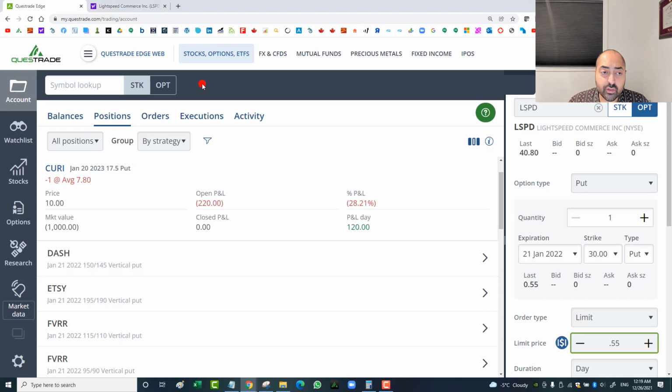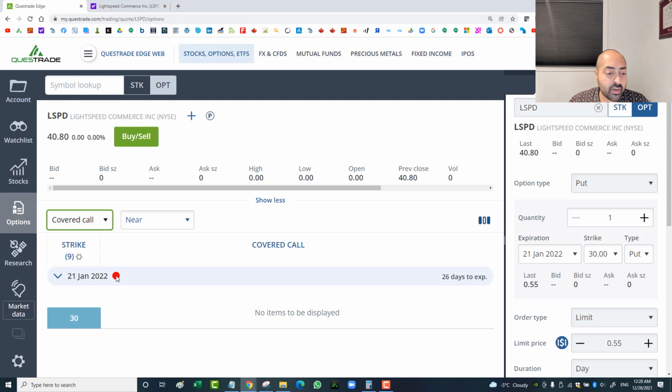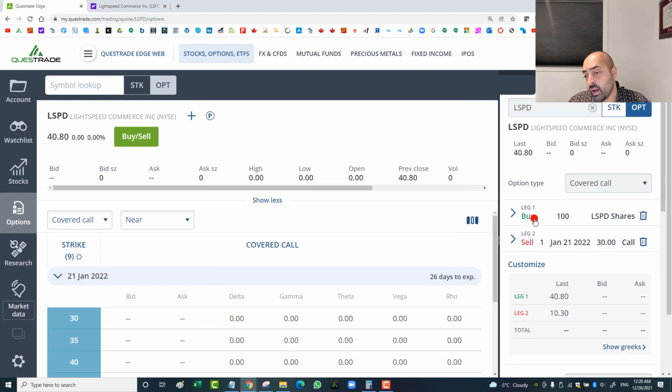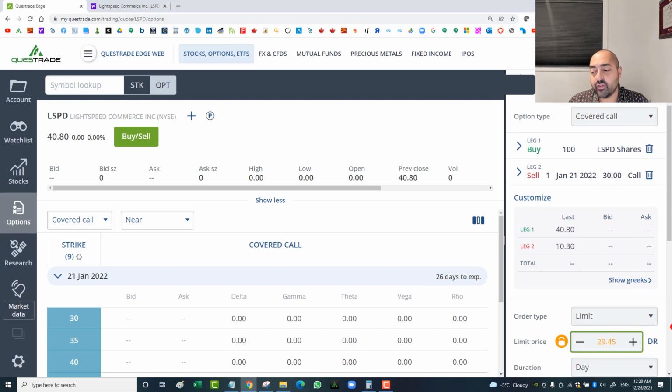Then I go to my RSP account, and I would do the covered call trade at exactly the 30 strike. So I click covered call here, click on the 30 strike, and then I would buy 100 shares of Lightspeed at whatever the current market price is. But I know that I should at least sell the call for 11.35, so my net cost should be at least 29.45. So I'm going to put a net debit of 29.45 on this transaction. This is how I would convert a naked put into a covered call.